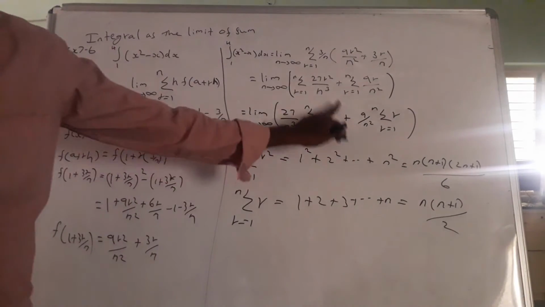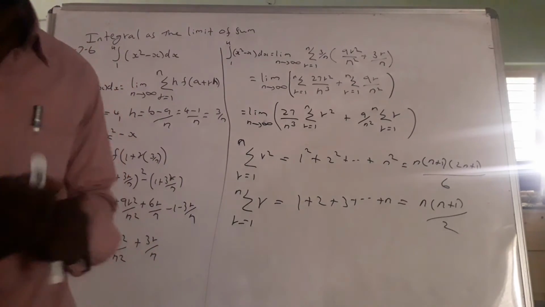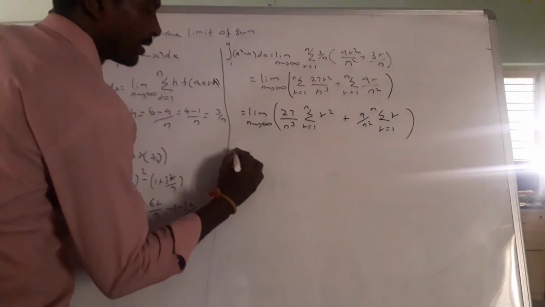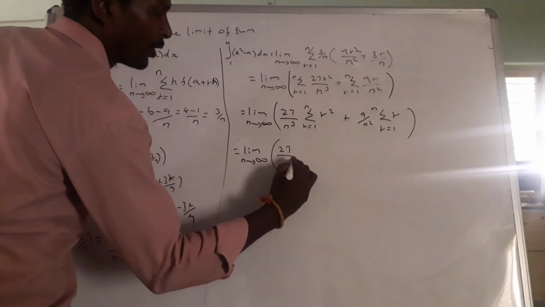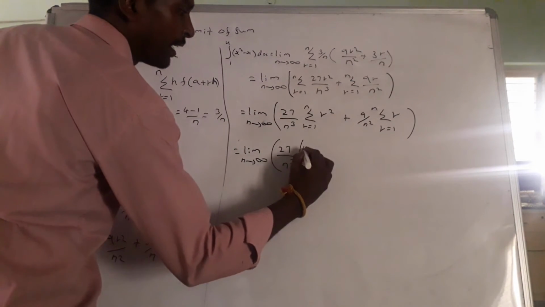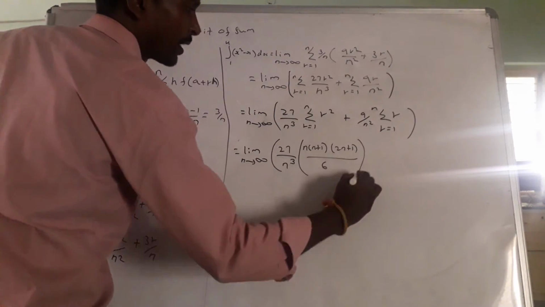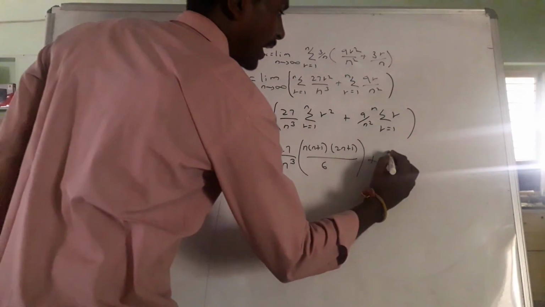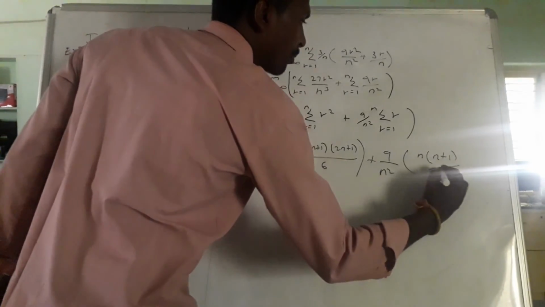So instead of this value I am going to replace it, and instead of this value I replace by n into n plus 1. Next step, we write limit n tends to infinity of 27 by n cube. Instead of the entire value we write n into n plus 1 into 2n plus 1 by 6. We have only r square remaining, the square of the sum of the numbers. So 9 by n square, then instead of it you can write n into n plus 1 by 2.